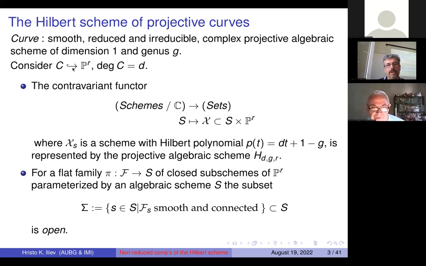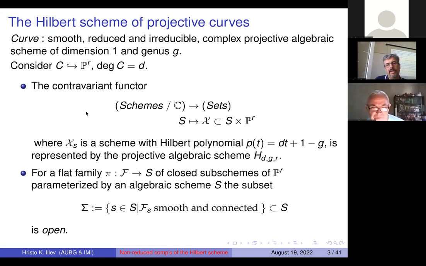First, by curve, I mean a smooth, reduced, irreducible, complex projective algebraic scheme of dimension 1 and genus g. What we are interested in are the embeddings of such a curve in the projective space of dimension r as a curve of degree d. And these embeddings are in fact parameterized by the so-called Hilbert scheme that I denote here by H_{d,g,r}, which represents the contravariant functor that you see here.